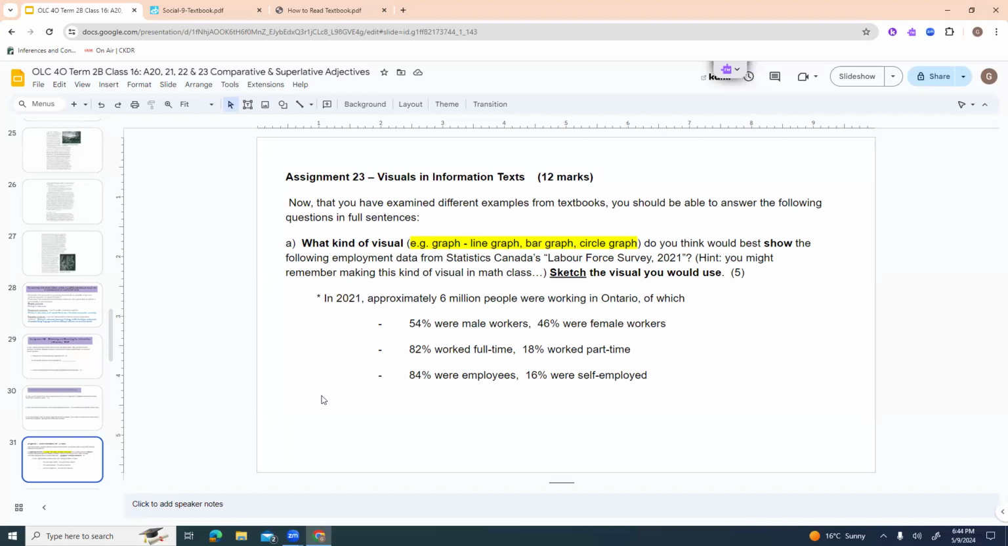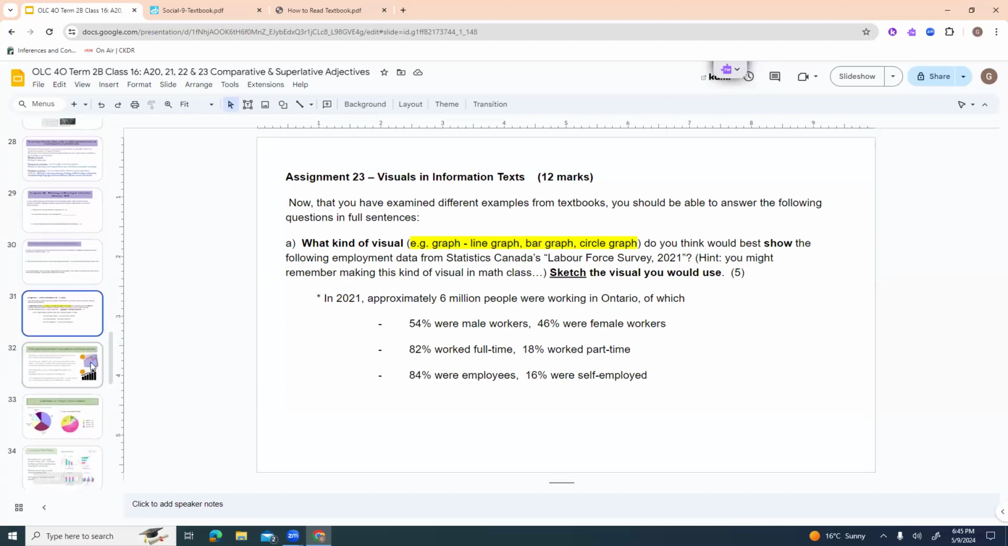In 2021, approximately 6 million people were working in Ontario, of which 54% were male, 46% were female. 82% worked full-time, 18% worked part-time. 84% were employees, 16% were self-employed. It's interesting to me that they don't have employers there.